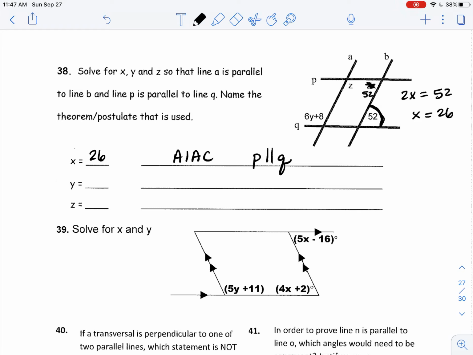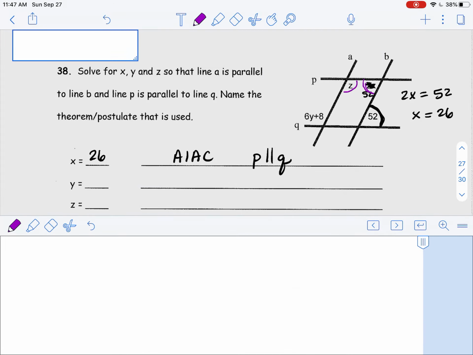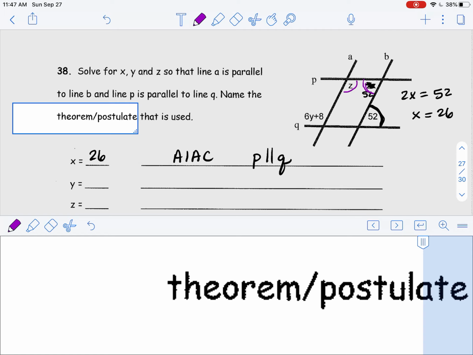Okay, so 52, and if I were to prove that A is parallel to B using P as my transversal, then I could say that, well, angle Z and angle 52 are supplementary because those are same side interior angles.